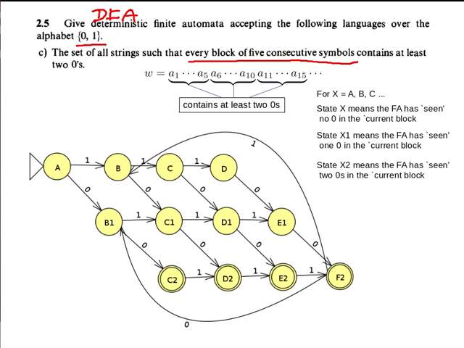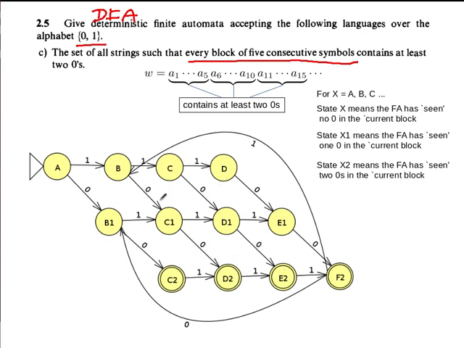So the first meaning is this: if you think of these as columns, say this is the 0th column, this is the first column, second column, third column, fourth column, fifth column. After processing, say, i many symbols, you are in the ith column in the current block. After you process 5 symbols, again you go back to the first symbol, second symbol, third symbol. So this is what these columns mean.